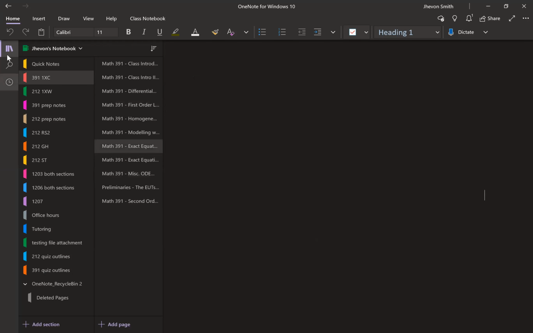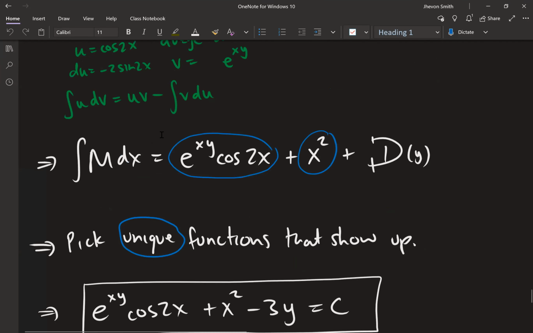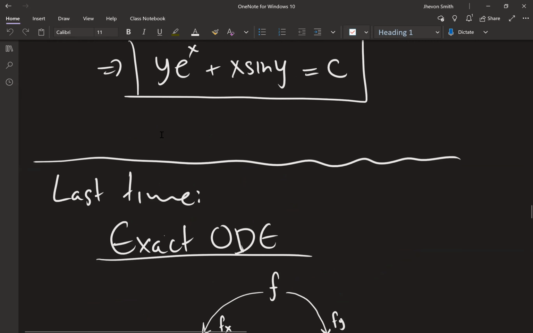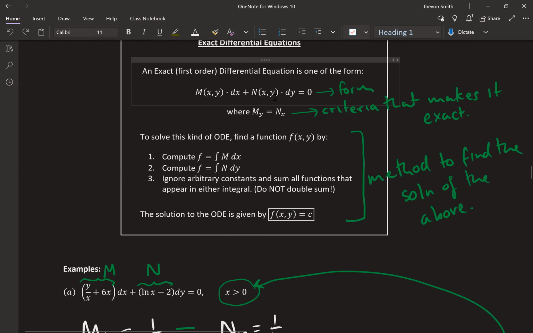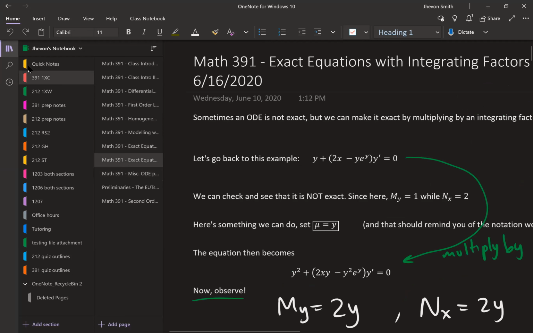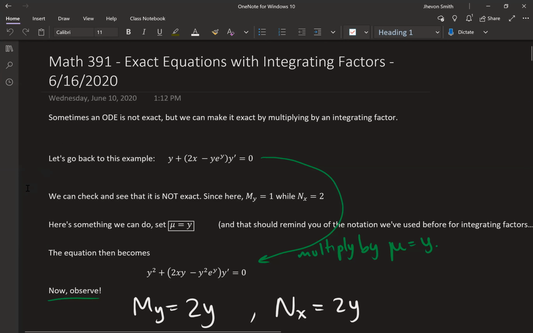Last time we covered exact equations. Hopefully you guys remember what that is. An exact equation was just one that had this form, and we saw how to solve those. The process was just using integration, which is relatively simple in the sense that we would know what to do. The integrals themselves might be complicated, but whatever.